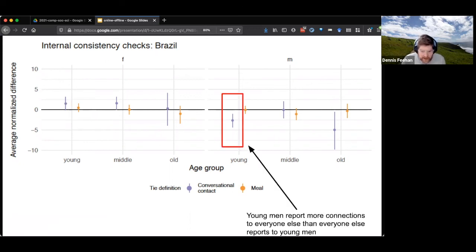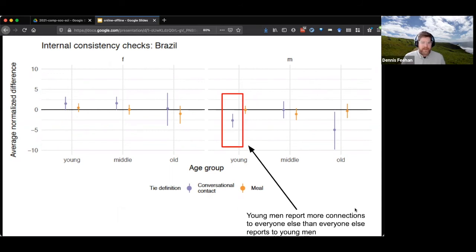On the other hand, if we look over here at young men and the conversational contact network, it looks like young men report more connections to everyone else than everyone else reports to young men. So this is some indication that something has gone wrong in our assumptions somewhere, because if all the assumptions were perfectly met, then this interval should include 0.